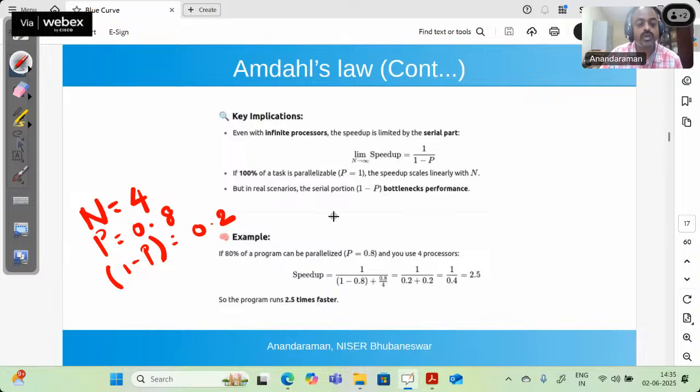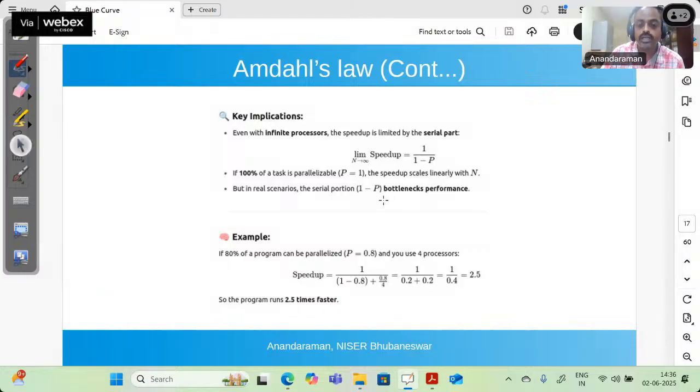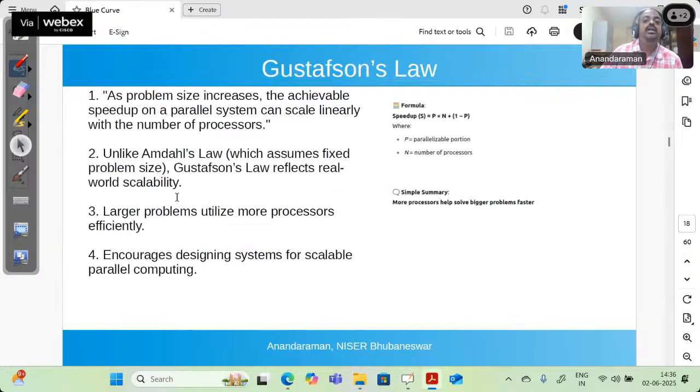If 80% of your program is parallel and 20% is serial, then you will get 2.5 times faster. So this is what Amdahl's law states. Here the problem size is fixed and the number of cores is increased. And another law, Gustafson's law.